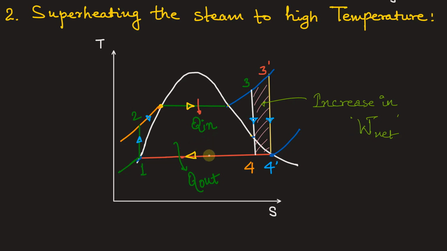Superheating the steam to a higher temperature has another very desirable effect: it decreases the moisture content of the steam. Here we are increasing the turbine inlet temperature. If we increase the turbine inlet temperature, net work done increases, which in turn increases the thermal efficiency of the cycle. Superheating the steam has one more desirable effect, that is it decreases the moisture content.